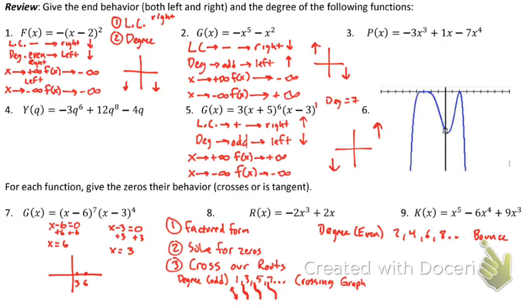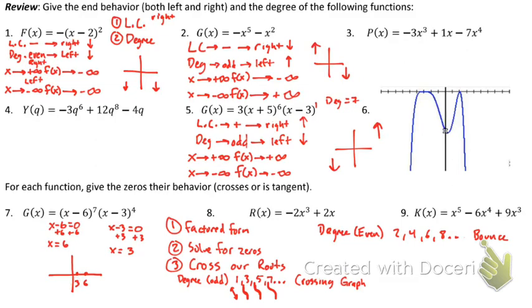If you look, we have an even degree for the root of 3. So that means we are going to bounce off that root. It's going to be called a tangent. A tangent means it just touches the root. It doesn't cross it. So if I was graphing, it would touch and bounce off. If you came from the bottom, it would touch and bounce off.